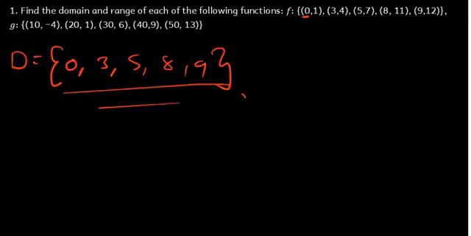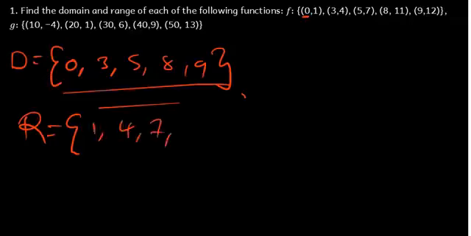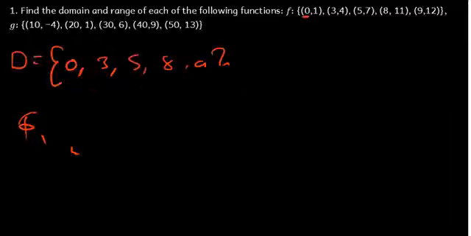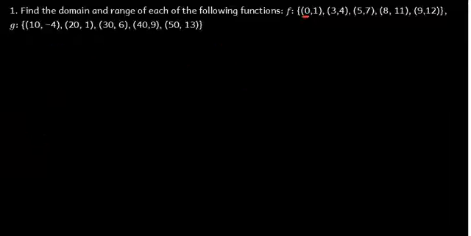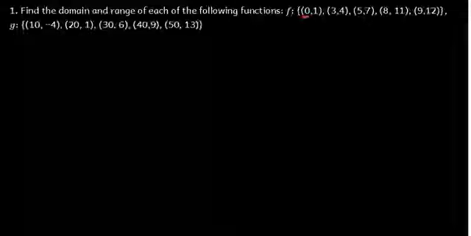Okay, what is the range of the function f? The range is 1, then we have 4, then 7, then 11, then 12. That is our range. Okay, so go ahead and find the domain and range for the function g. You can pause the video and find the domain and range. Okay, so there we go.